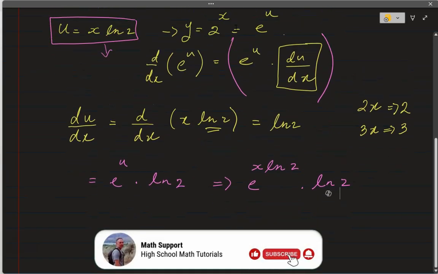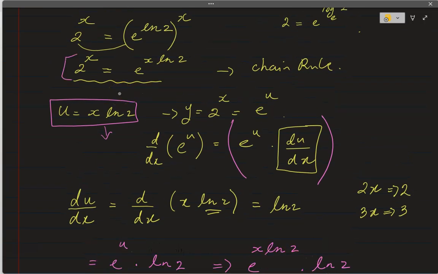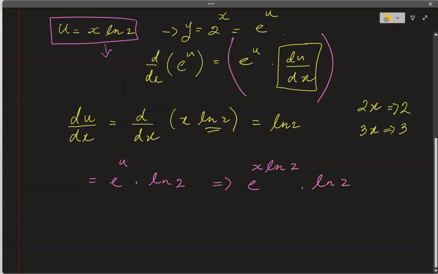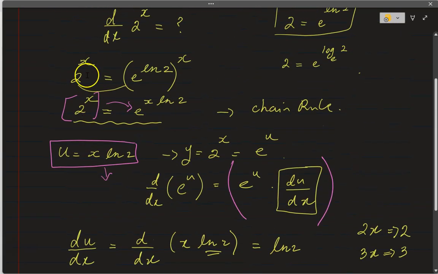But originally, what did we do? We replaced this 2 to the x with that e to the x ln of 2. So we're going to go back ahead and substitute it back to 2 to the x. All right. So now the final answer will be 2 to the x times ln of 2. And you can bring the coefficient in front, ln of 2 times 2 to the x. It doesn't really matter. But that is the derivative of 2 to the x.